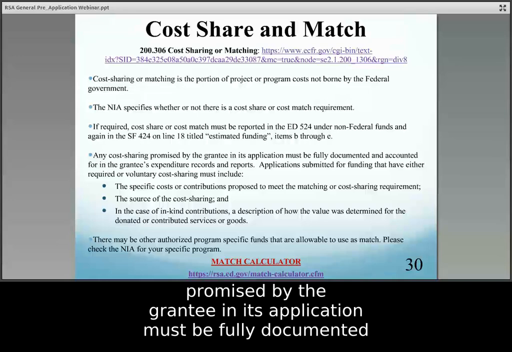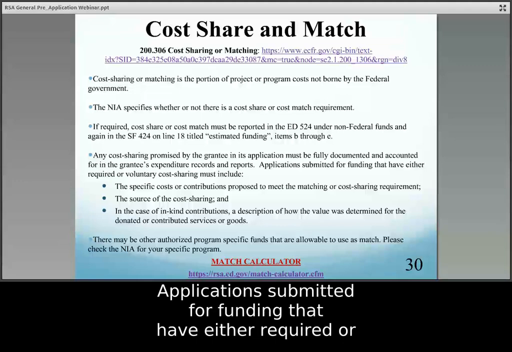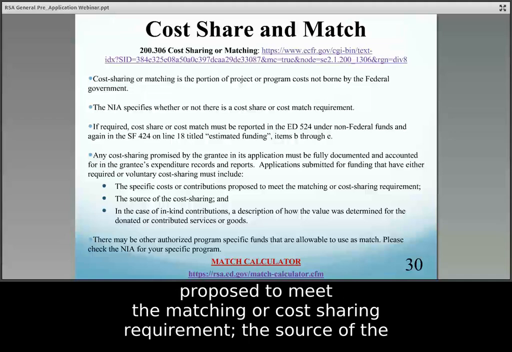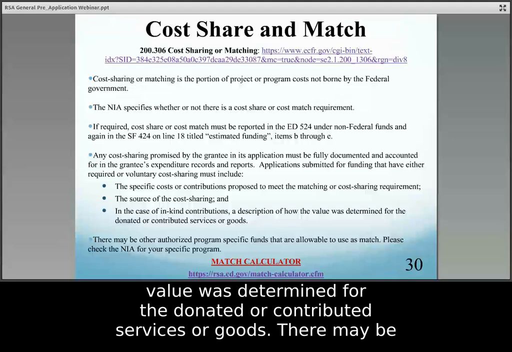Any cost sharing promised by the grantee in its application must be fully documented and accounted for in the grantee's expenditure records and reports. Applications submitted for funding that have either required or voluntary cost sharing must include the specific costs or contributions proposed to meet the matching or cost sharing requirement, the source of the cost sharing, and in the case of in-kind contributions, a description of how the value was determined for the donated or contributed services or goods.